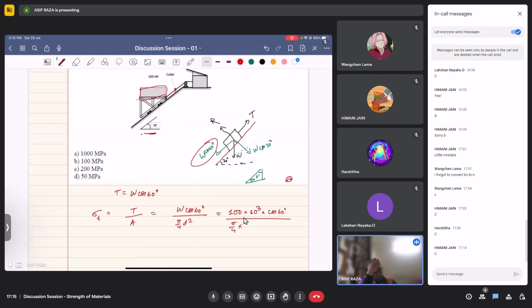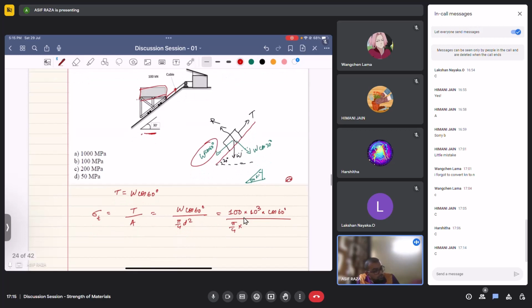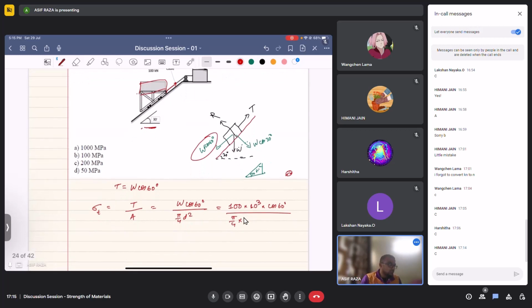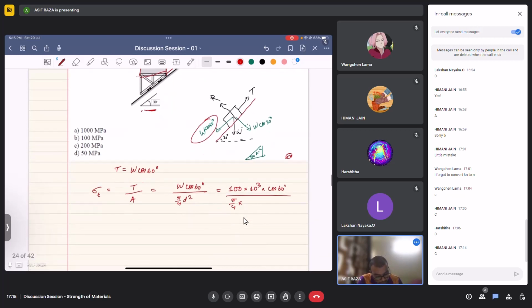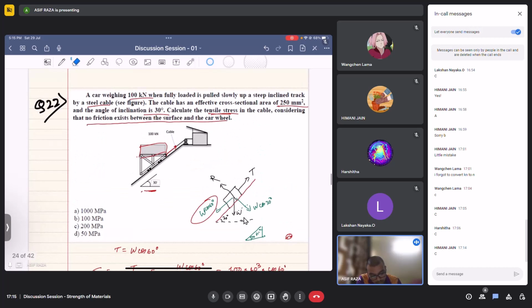So you guys are seeing, right? I am peculiar about these units also. So I am converting kilonewton into Newton and every length dimension into mm, so that I can keep everything in Newton per mm square, so that it would be easy to convert everything into megapascal.